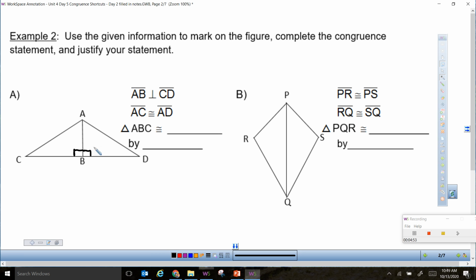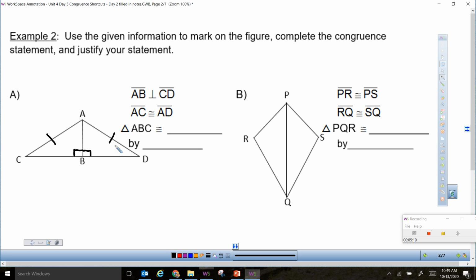The next statement says that side AC is congruent to side AD. So on my diagram, I need to mark side AC, which is this one. So side AC is congruent to side AD. So here's side AD, mark those as congruent. Then it tells us that triangle ABC is congruent to what triangle? So over here we need to say triangle XYZ or whatever the letter combination is.